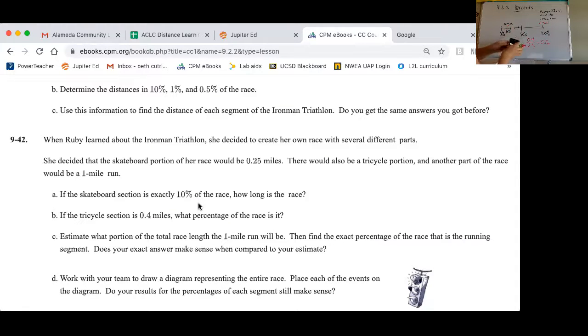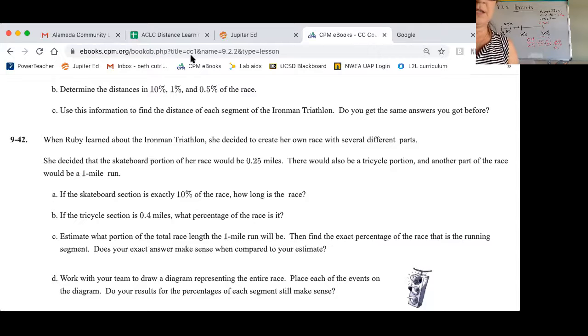So we're going to say that the tricycle is 16%. We can rewrite it as 16%. So the tricycle is 16% of the race, and it is 0.4 miles. So now we actually do know that it's not an unknown. That was letter B.